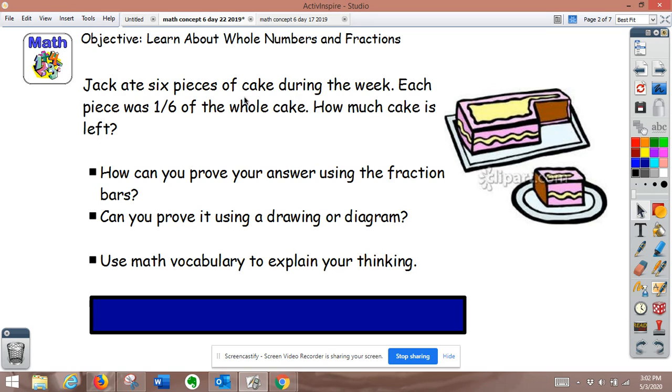Jack ate 6 pieces of cake during the week. Each piece was 1/6 of the whole cake. How much cake is left? You're going to need to demonstrate this as your solve and share. How can you prove your answer using the fraction bars? Can you prove it using a drawing or diagram? And use math vocabulary to explain your thinking. So we're looking at those words like numerator and denominator and equivalent.